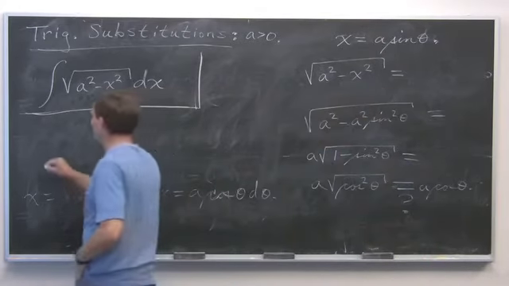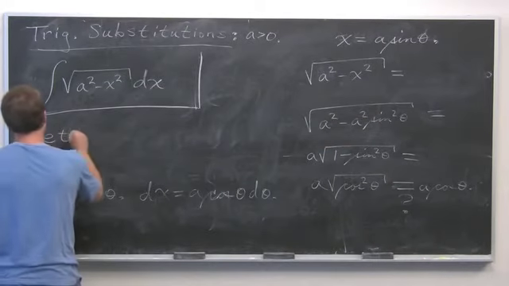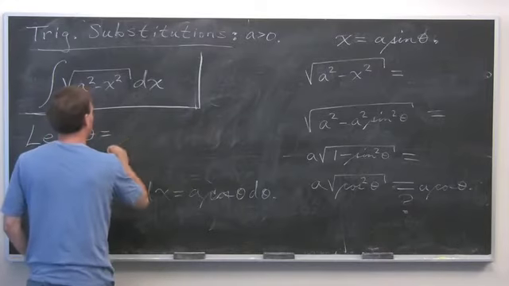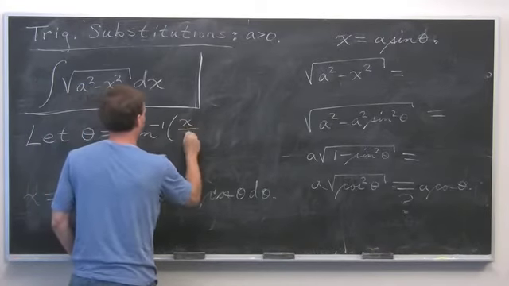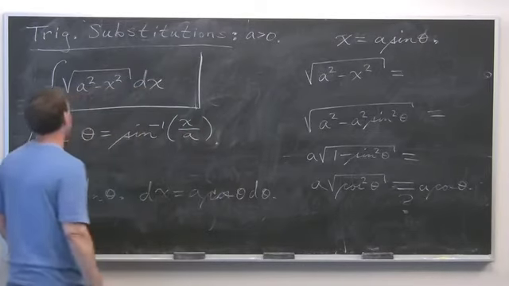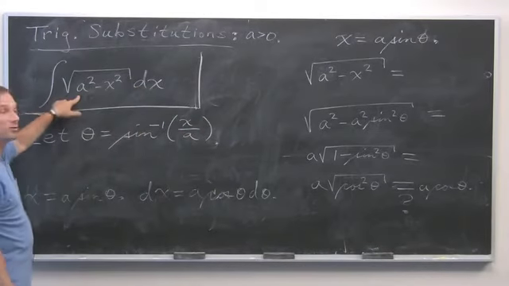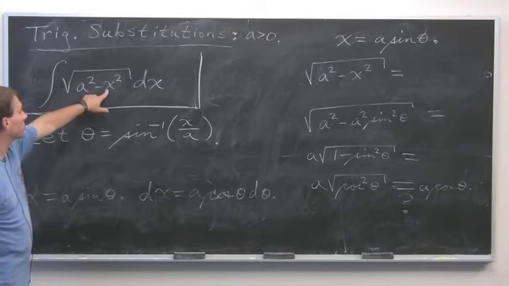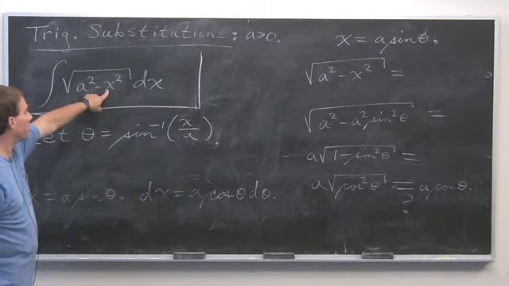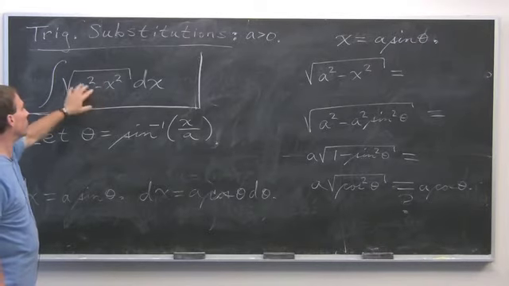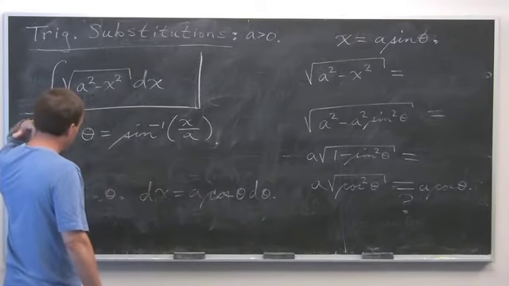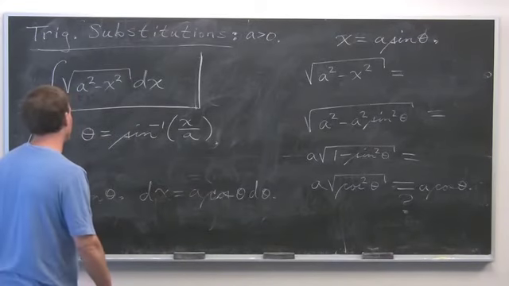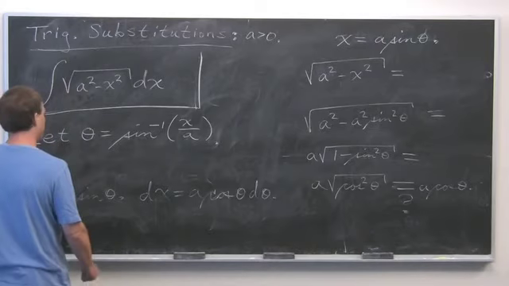What you really do is let theta equal the inverse sine of x over a. Can we really do this? Yes, because we're looking at the square root of a squared minus x squared. So in particular, x squared has to be less than or equal to a squared, otherwise the thing under the square root would be negative. That means that x has to be between negative a and a.